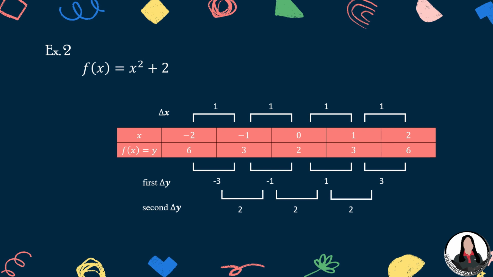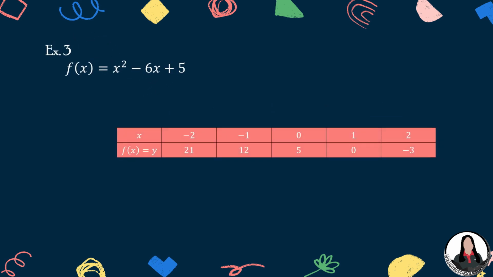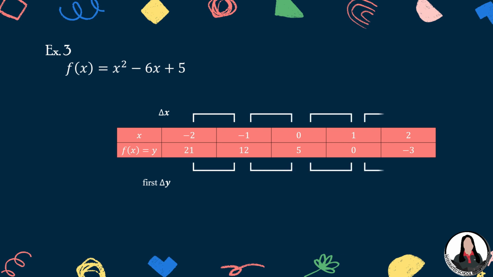Okay. So, before we summarize it, I have to give you another example. We have f of x equals x squared minus 6x plus 5. And another table of values is flashed on your screen. Okay. First, change of x muna tayo and then the first change of y. Okay. So, for the change of x, we have 2 minus 1, 1. 1 minus 0, 1. 0 minus negative 1 is positive 1. And negative 1 minus negative 2 is positive 1 also.